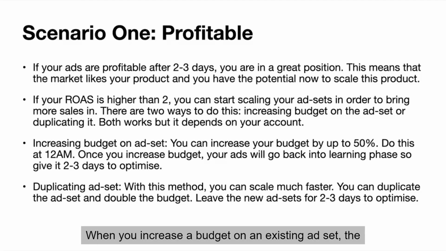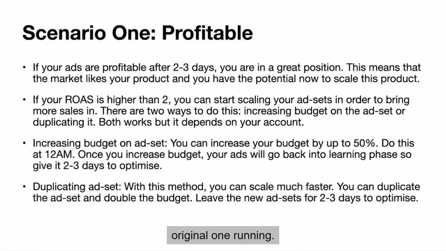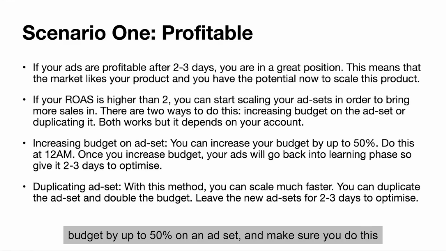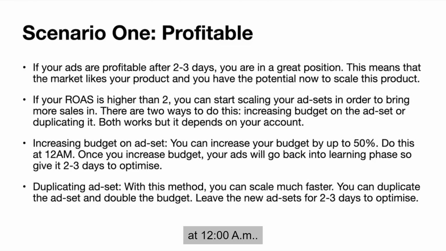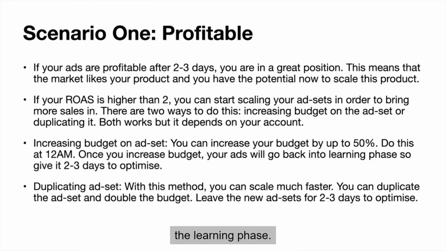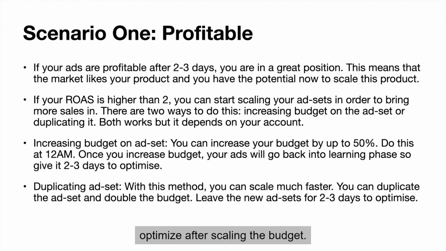When you increase a budget on an existing ad set, the learning phase resets, which means you could lose all the performance you had. Which is why I recommend duplicating the ad set. And when you duplicate an ad set, make sure you keep the original one running. So once again, the first method, you can increase the budget by up to 50% on an ad set. And make sure you do this at 12 a.m. Once you increase the budget, your ads will go back into the learning phase. So make sure you give it 2 to 3 days to really optimize after scaling the budget.